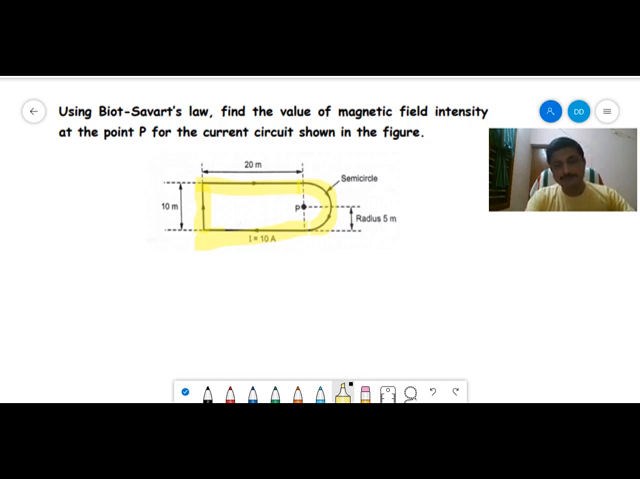So now let us see how to find the magnetic field intensity at point P. For this, we are going to divide this current circuit into different segments. It is necessary to understand how this circuit can be divided into segments, how we can find the magnetic field intensity at point P due to each segment, and then add them to find the total magnetic field intensity.